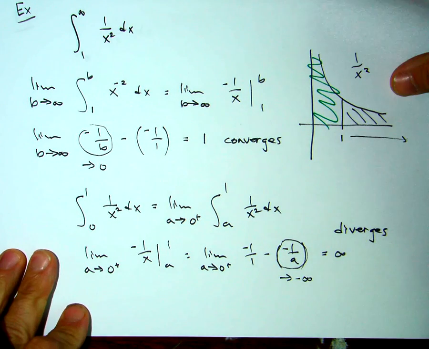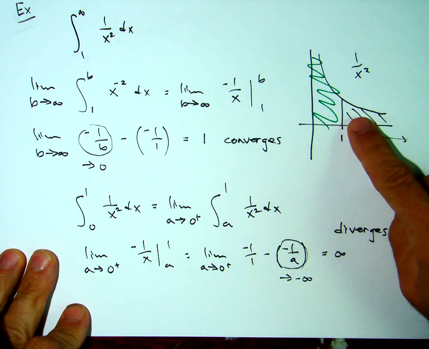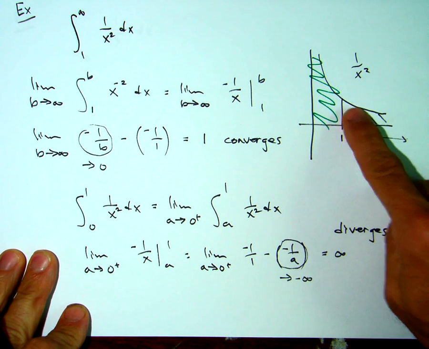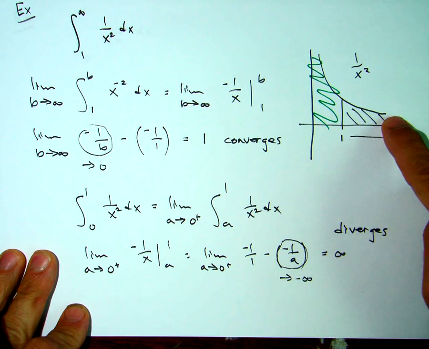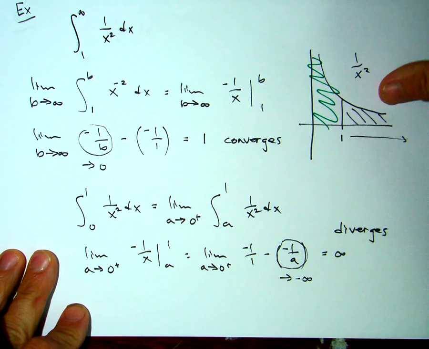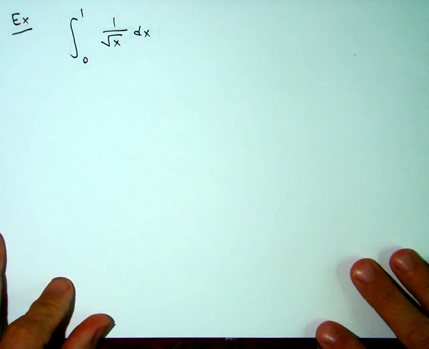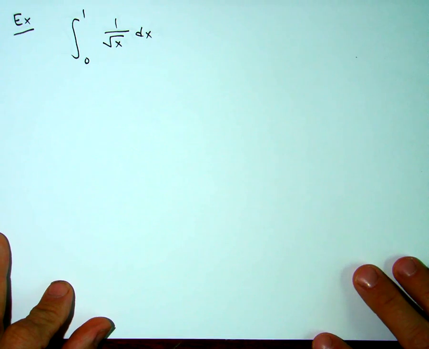Okay, so we see then that something happened here from 1 over x to 1 over x squared. So now, here I have a finite area, but this part is still infinite. Let's look at another example. 1 over the square root of x. And let's look at from 0 to 1.